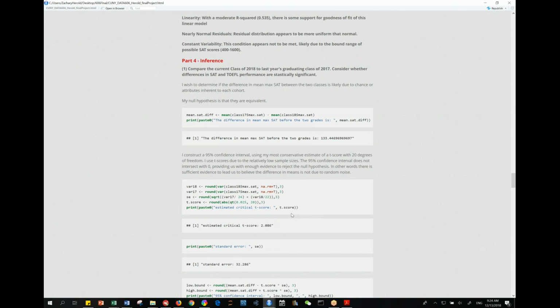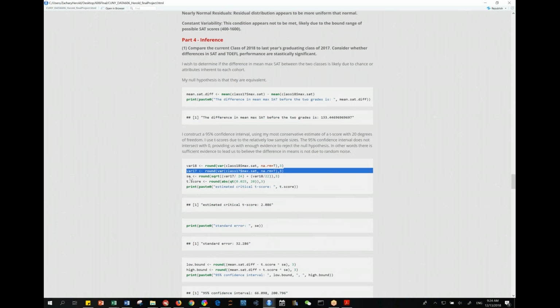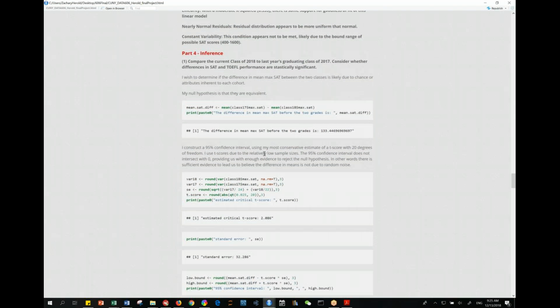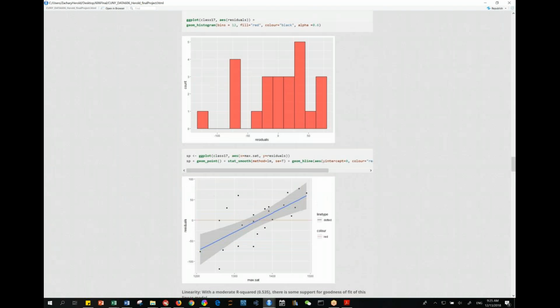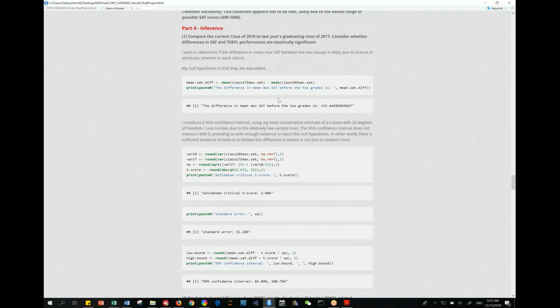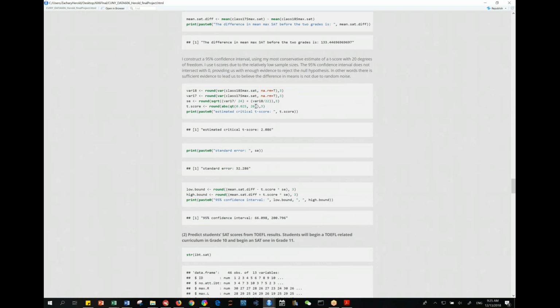I use this formula where the standard error is calculated as the square root of the variance over the sample size, and the sums of those. I use a t-score because actually I didn't show it, but the other data doesn't seem to follow a normal distribution. So I use a t-score, and then I just set the degrees of freedom to 20. I don't know if there's a shortcut for what to do in that case.